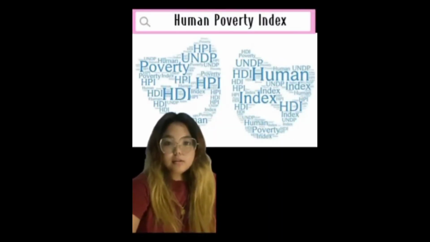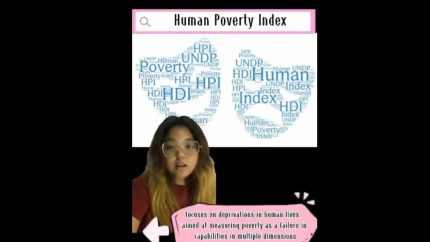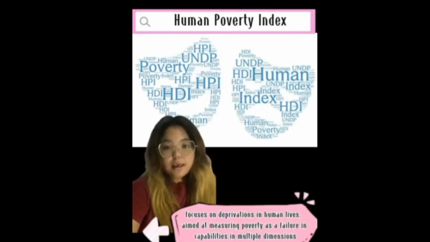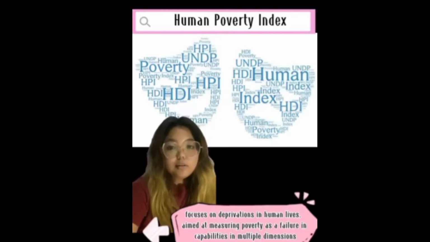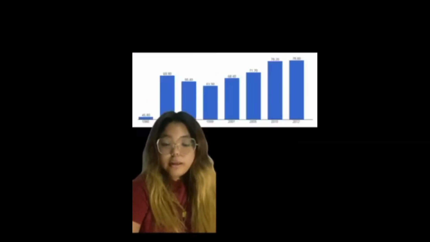Human Poverty Index. The Human Poverty Index, or HPI, is a composite index of poverty that focuses on deprivations in human lives, aimed at measuring poverty as a failure in capabilities in multiple dimensions, in contrast to the conventional headcount measure that focuses on low incomes.